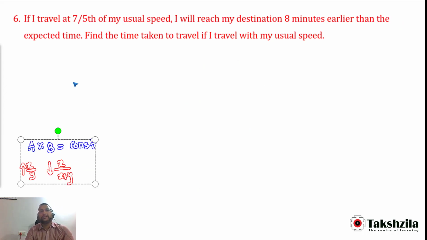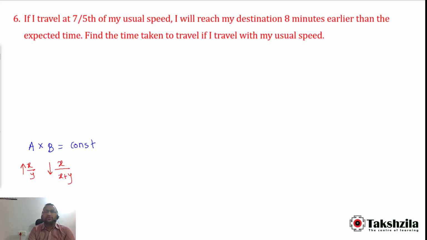After this, the same type of question with a small variation. The question is, if I travel at 7/5 of my usual speed, I will reach my destination 8 minutes earlier than the expected time. Find the time taken to travel if I travel with my usual speed. So over here again the same formula, speed into time is equal to distance. I am traveling at 7/5 of my usual speed. It means I increased my speed by 2/5.